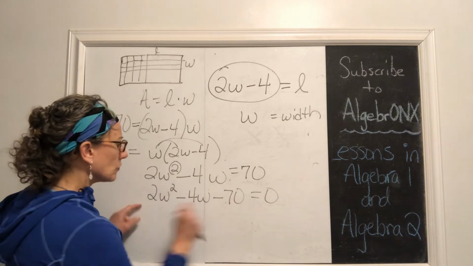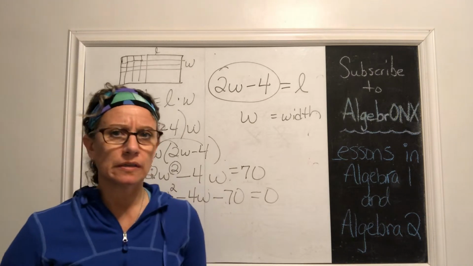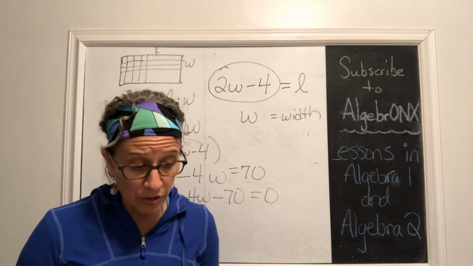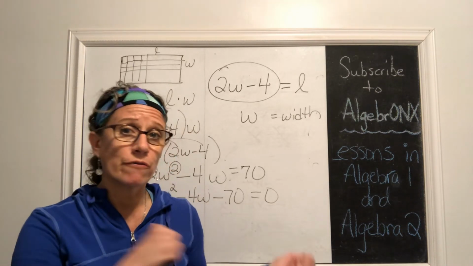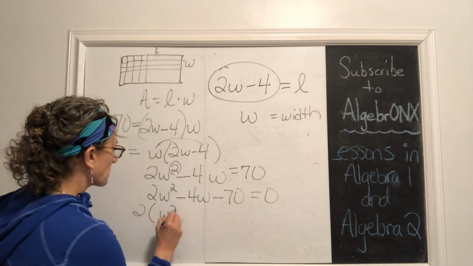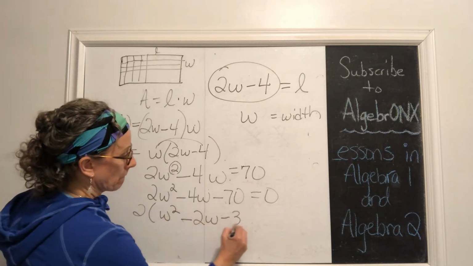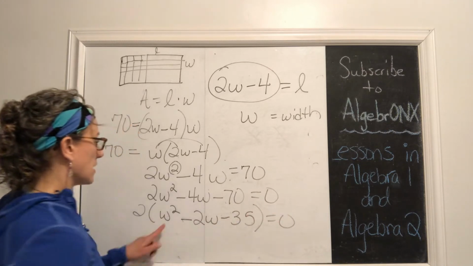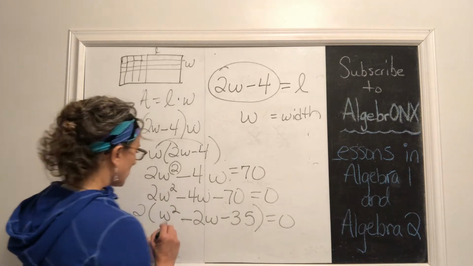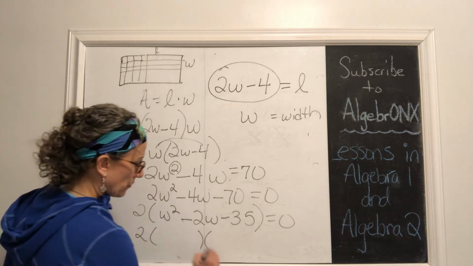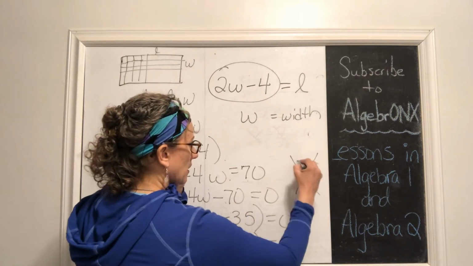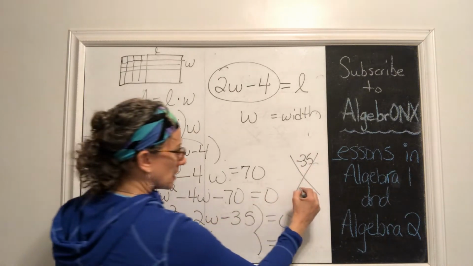Now, are each of these divisible by 2? Yes, they are. 2 is even, 4 is even, 70 is an even number. So at this point, I'm going to factor out a GCF of 2. So 2 gets factored out. And now I'm going to try to factor the trinomial. So I have to think, what 2 numbers multiply to give me negative 35 and add up to give me a negative 2?